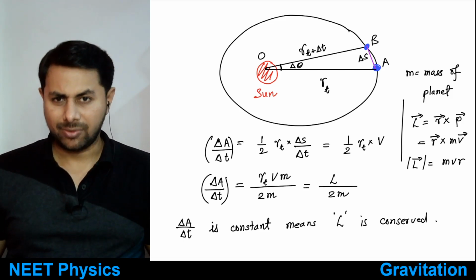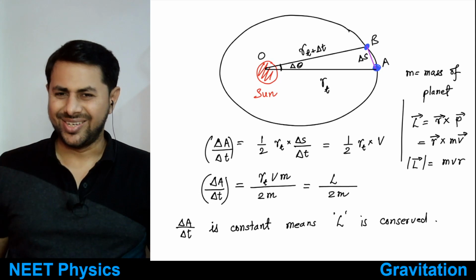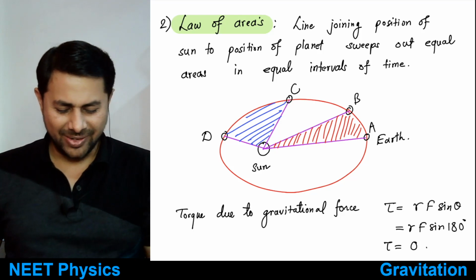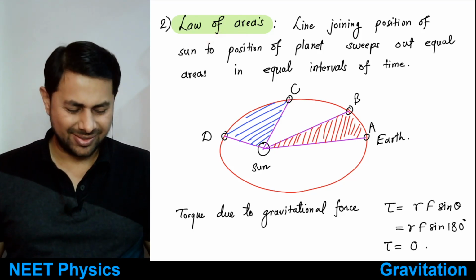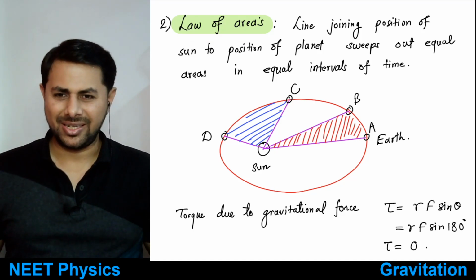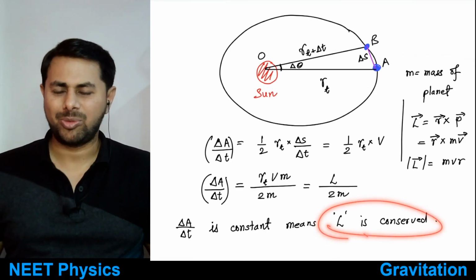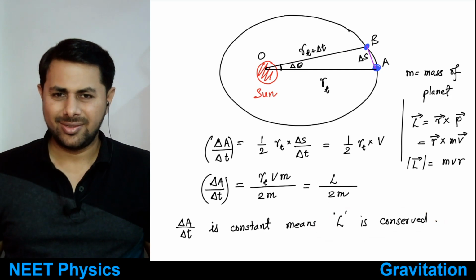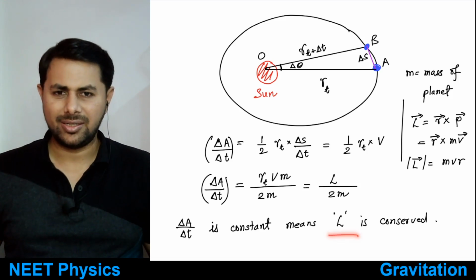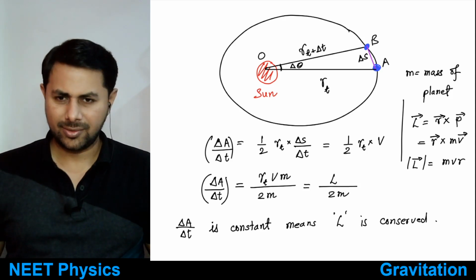Sometimes they ask this question, that Kepler's law of areas is the law of conservation of what: potential energy, kinetic energy, energy, etc., or angular momentum. So what's the answer? It is the law of conservation of angular momentum, right? It is the result of the law of conservation of angular momentum. So this thing is clear, everyone? Okay, good.